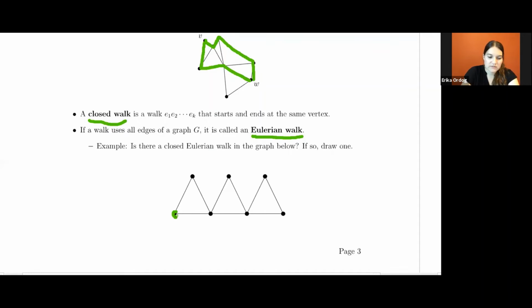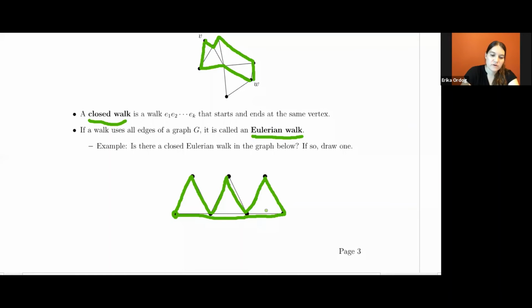I'm going to start at this vertex and I'm going to walk along the edges and try to get back to where I started without going over any edge more than once. And we want to use all of the edges. So let's go up here and we have to go down here. Now notice we don't want to go back across this edge because then we won't have used all of our edges. So we need to go up, continue this way, and then back along the bottom.